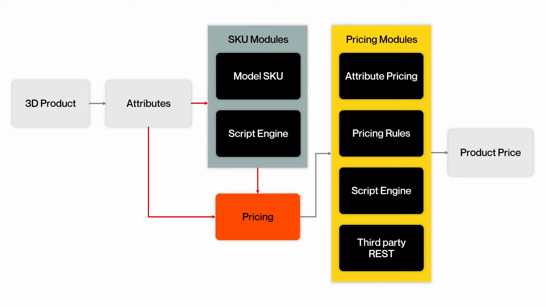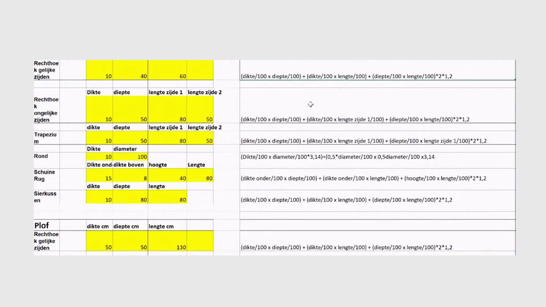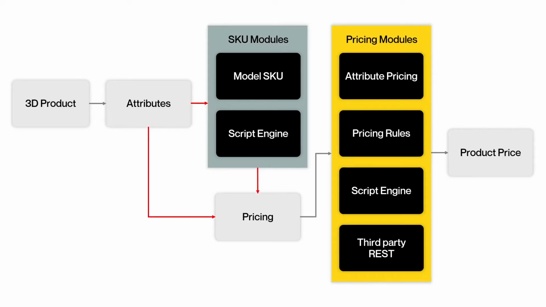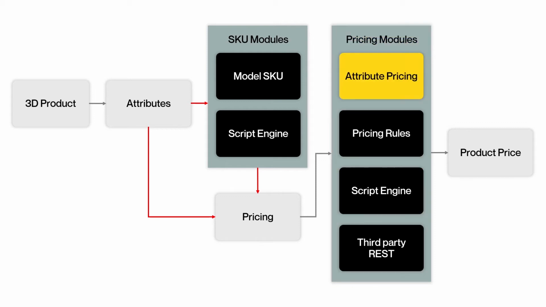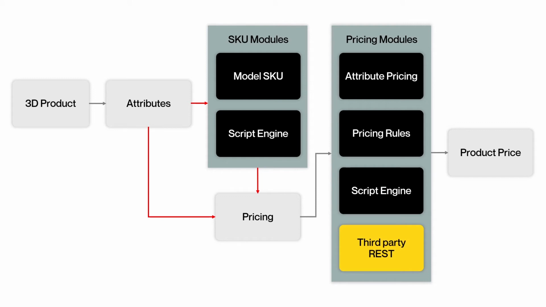Once we have the SKU, we have to determine the correct pricing for the SKU. Most of the time, we can define a price for a specific SKU and add this to the product price to calculate the final product price. But there are also cases in which we need to perform special price calculations. Expivi offers 4 different pricing modules to achieve any complex pricing calculations. These are Attributes Pricing, Pricing Rules, Script Engine, and the Third-Party REST module.